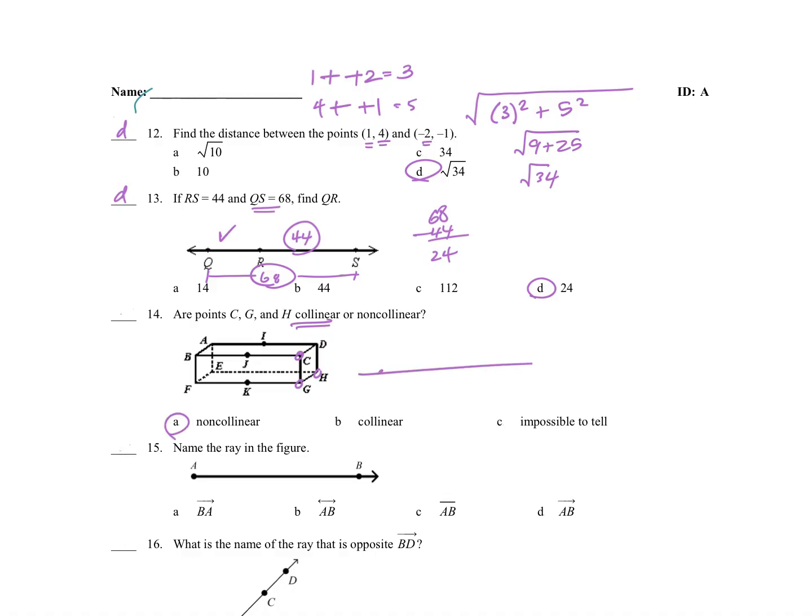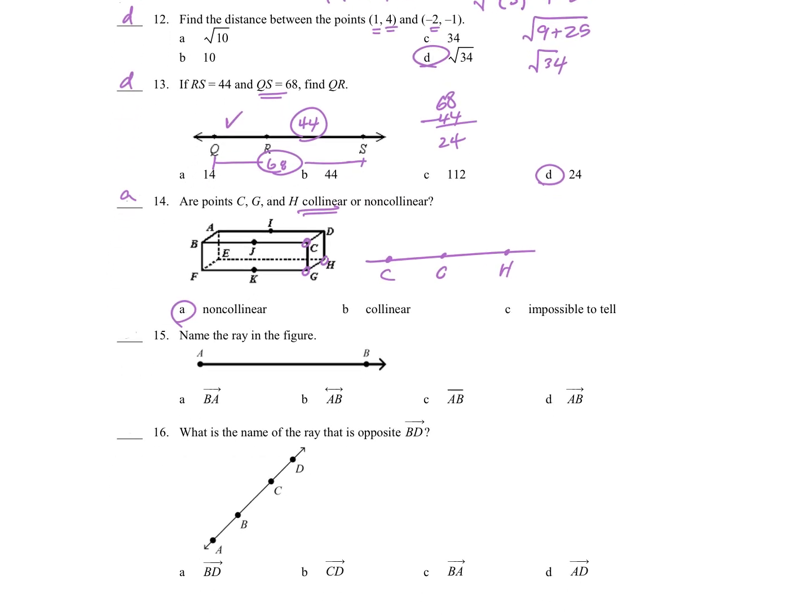It would have to look like this. So C, G, H. Okay, so that is A. Name a ray. Because you could cross these off, they're not rays. Okay, so a ray has to start with an endpoint, so it has to be A first. It has to be that one, D.